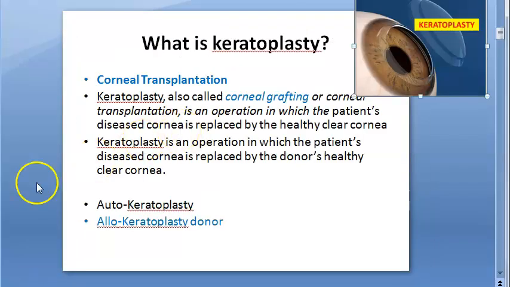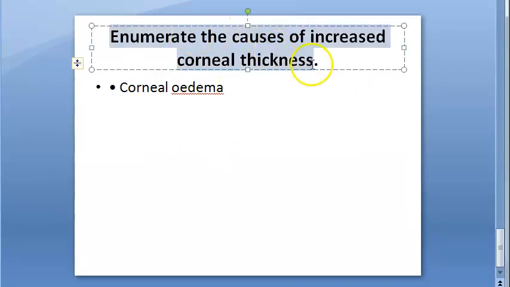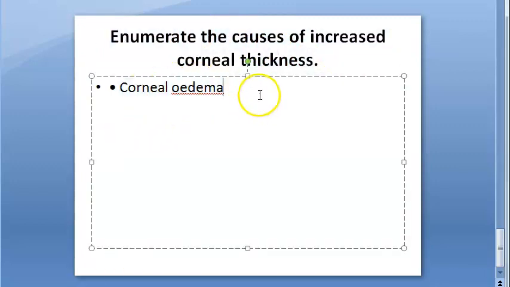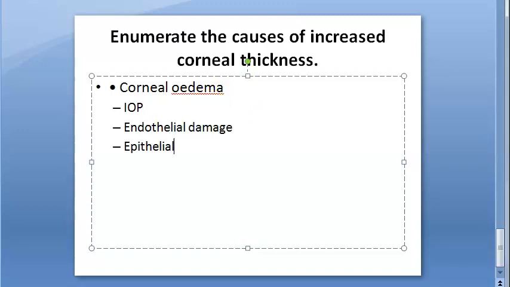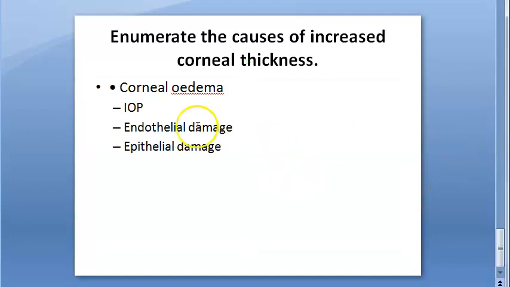Just see here, we'll ask you a question. Let's see if you can answer. Enumerate the causes of increased corneal thickness, corneal edema. I think you should not write just like this, right? IOP, endothelial damage, epithelial damage, everything you write, okay? Fuchs dystrophy, all those technical terms also you should write.